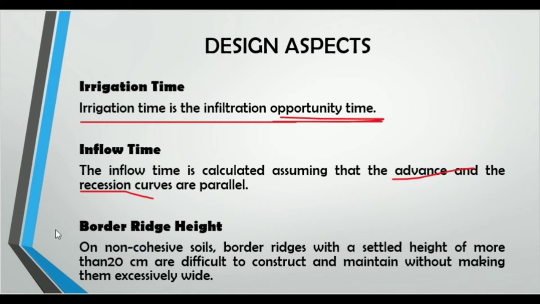And the next is the border ridge height. On non-cohesive soils, border ridges with a settled height of more than 20 centimeters are difficult to construct and maintain without making them excessively wide. Border ridges are the levees that separate the border strips from each other. So, it says here that it should not be more than 20 centimeters because it will be difficult for you to construct and to maintain.